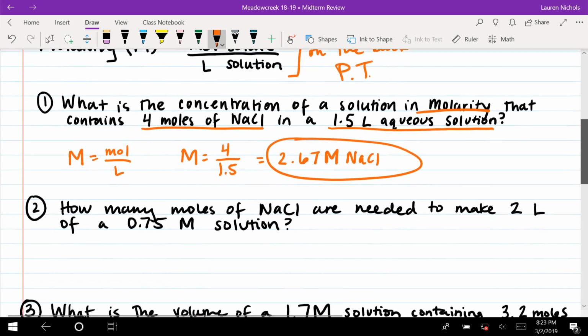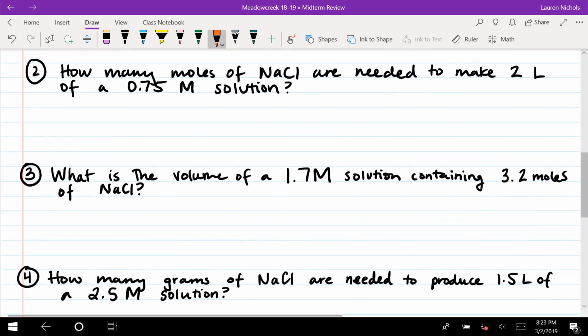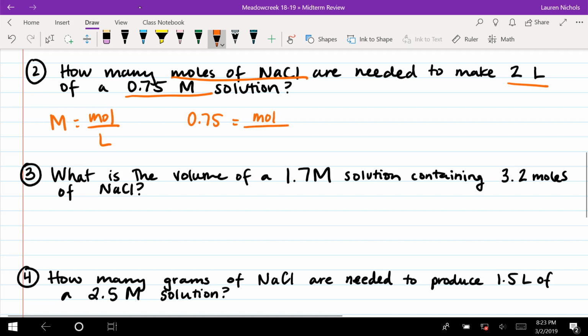But there are multiple variations of it, so let's get into all of the ones I could think of. How many moles of NaCl are needed to make 2 liters of a 0.75 molar solution? Again, we're using M equals moles divided by liters. We know that M, our molarity, is 0.75. We do not know moles, so I'm just going to leave the word moles there. And we do know our liters, which is 2.